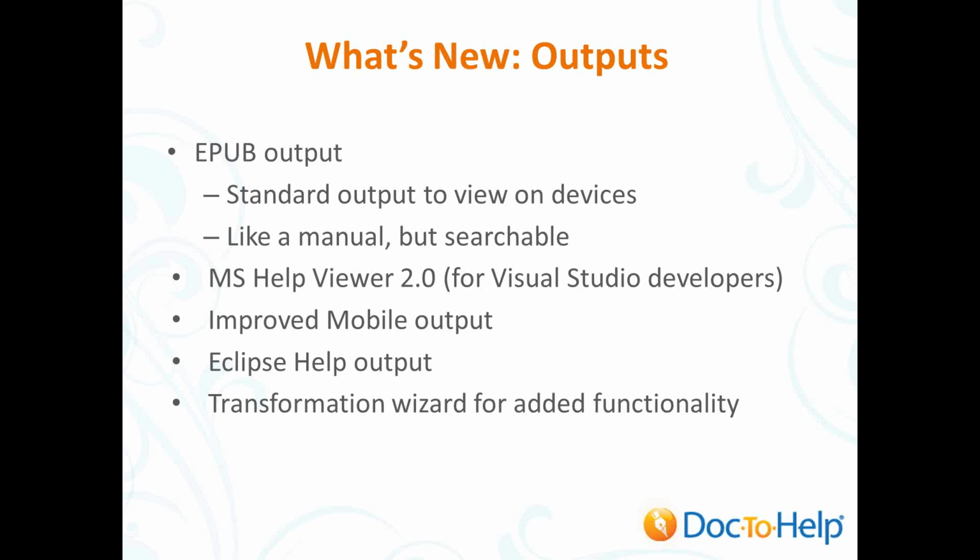So the EPUB extension, EPUB files are generally what you view using a Nook or generally an Android device. And EPUB is essentially an eBook. We actually created DocHelp's documentation as an EPUB, and you can get that on the Barnes & Noble store. MS Help Viewer 2.0 for Visual Studio developers.